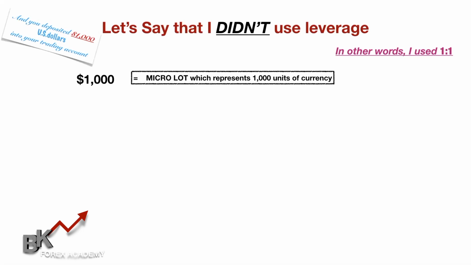And every $1,000, or 1,000 units, depending on what currency you have, equals a micro lot. And a micro lot represents 1,000 units of currency. So if you're in Canada, you put in 1,000 Canadian dollars, then you have 1,000 units of currency. Okay. Now here is the trick here. This is something you have to understand.